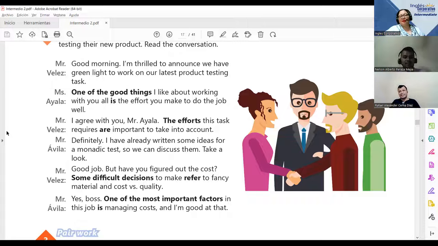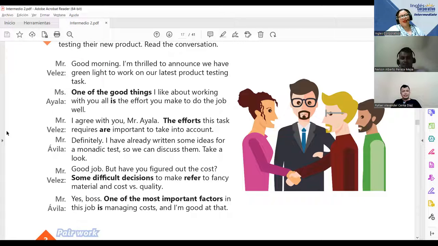With you all. You también. I agree with you. We need to add a comma in this part. With you all, comma, is the effort. Yes, you're right. I agree with you, Mr. Serna. The effort this task requires is important to take into account.